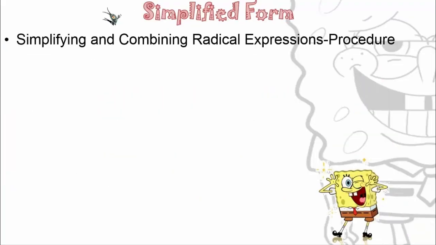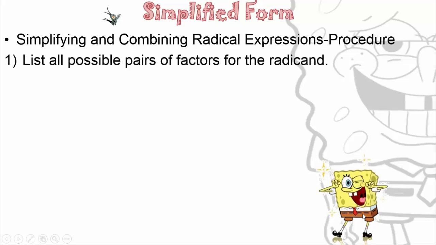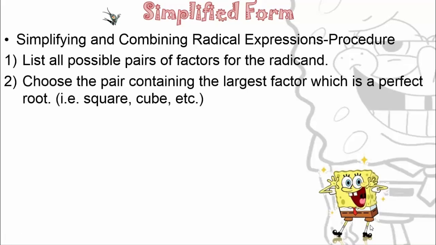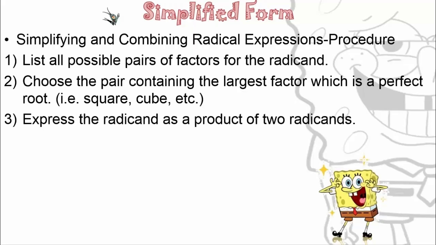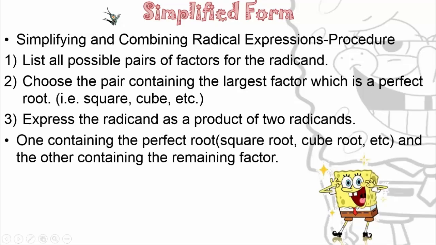Simplifying and combining radical expressions procedure. 1. List all the possible pairs of factors for the radicand. 2. Choose the pair containing the largest factor which is a perfect root, for example, square, cube, etc. Express the radicand as the product of two radicands, one containing the perfect root, square root, cube root, etc., and the other containing the remaining factor.